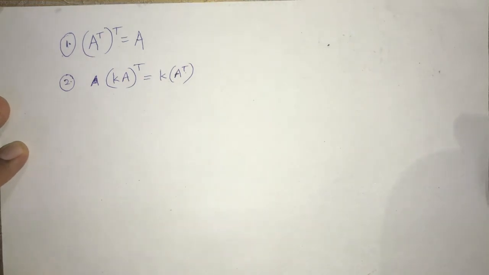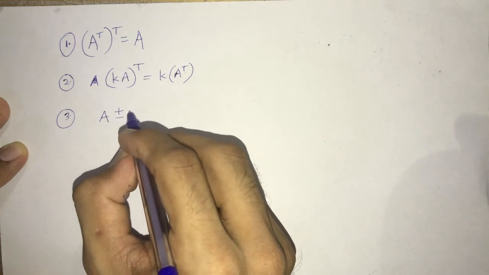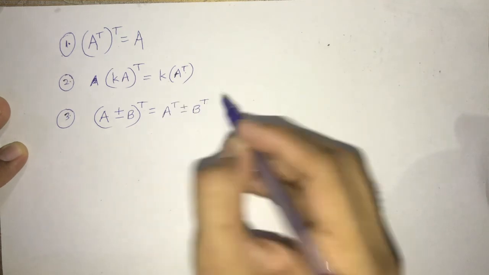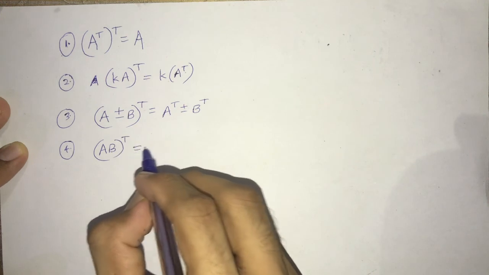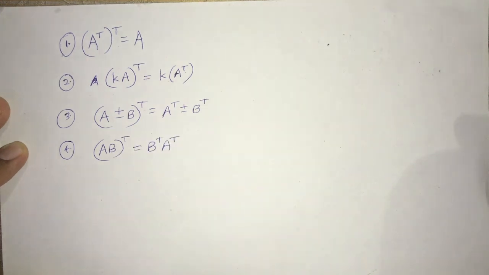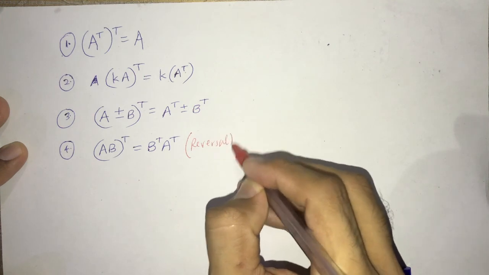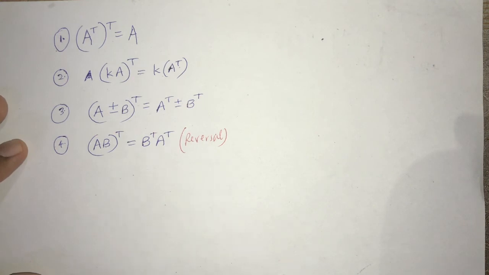Multiply the scalar with the matrix A, then take the transpose, or take the transpose of the matrix first and then multiply by the scalar, it doesn't matter, the result will be the same. Third, we discussed A plus or minus B the whole transpose is A transpose plus or minus B transpose. Fourth is AB the whole transpose, the reversal law: B transpose A transpose. We have used this property directly now to prove the theory. Directly the transpose we can put inside, and this is called the reversal law. AB the whole transpose is B transpose A transpose. It gets reversed, B comes first, then comes A.